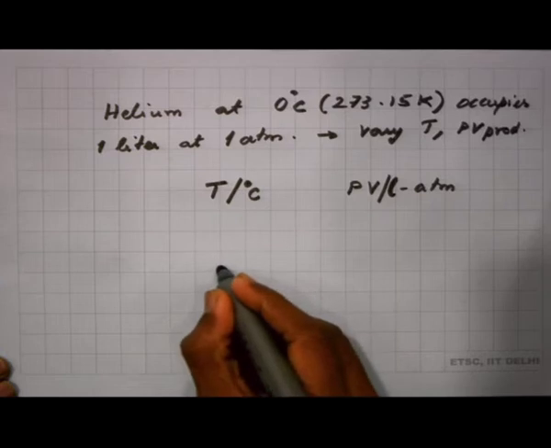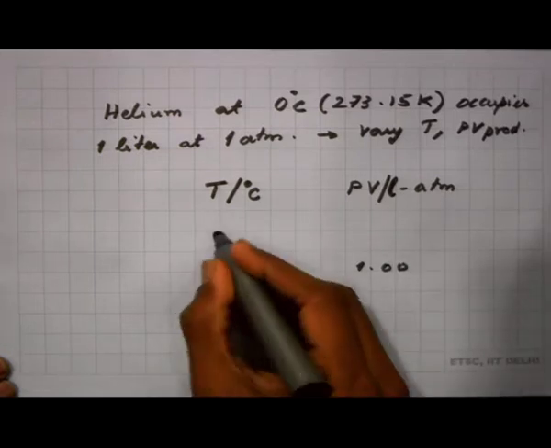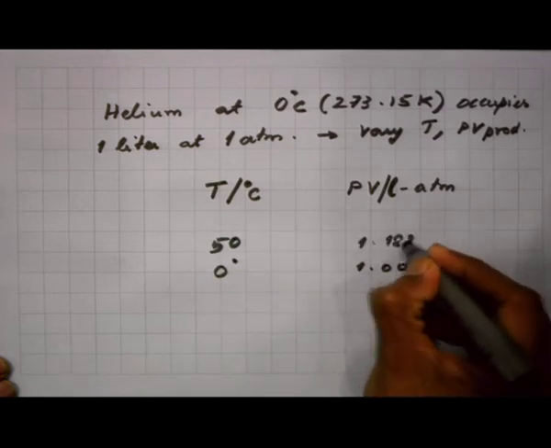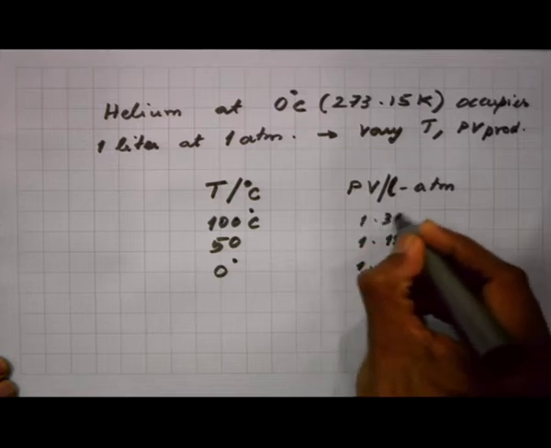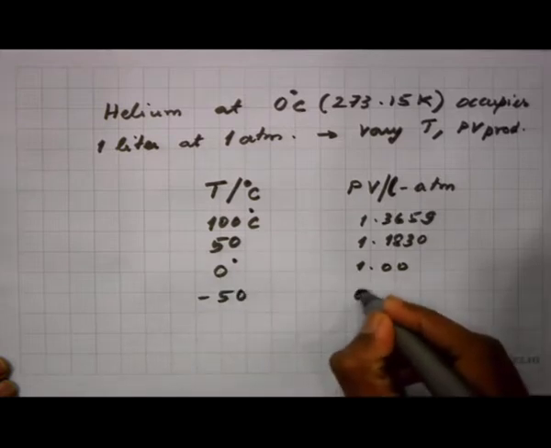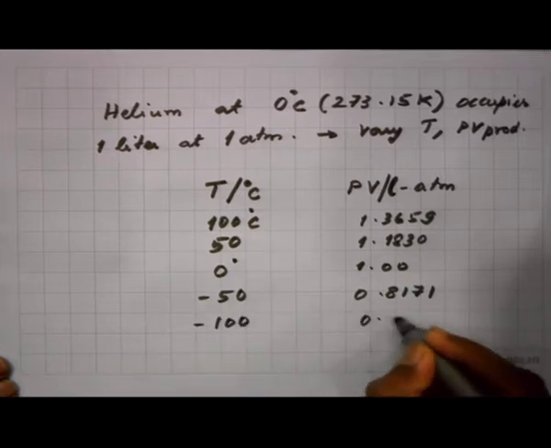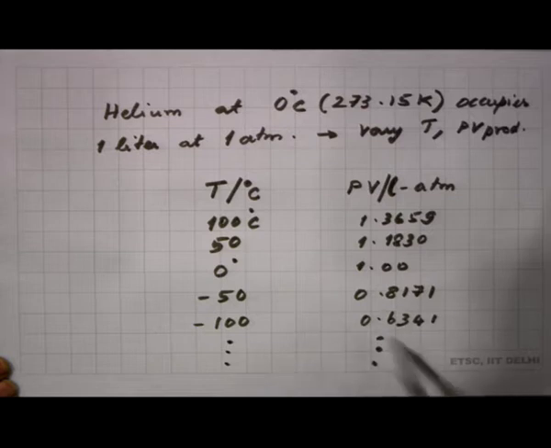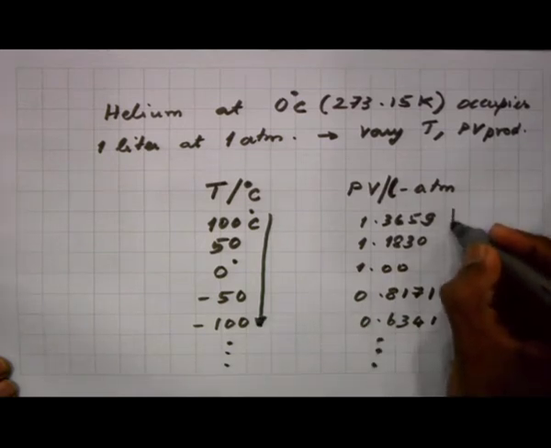So, at 0 degrees this product is 1.00. At 50 degrees this happens to be 1.183, and at 100 degrees Celsius this product is 1.3659, and you could go down: at minus 50 degrees it is 0.8171, at minus 100 degrees it is 0.6341, and the list goes on. Already you start to see a trend. As the temperature goes down, this PV product goes down.